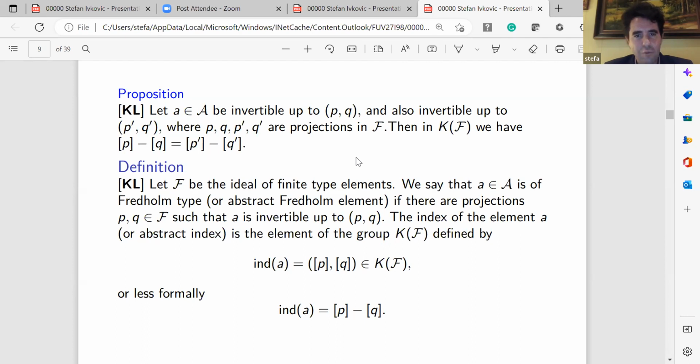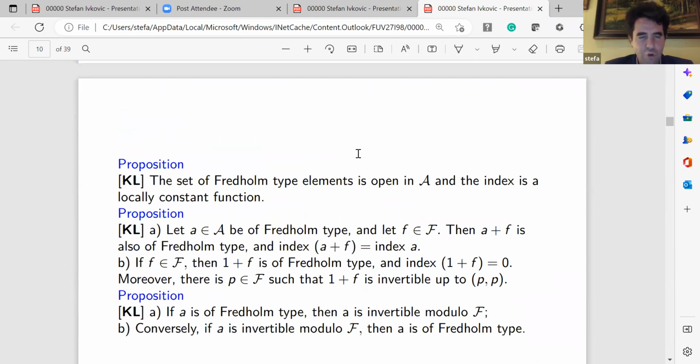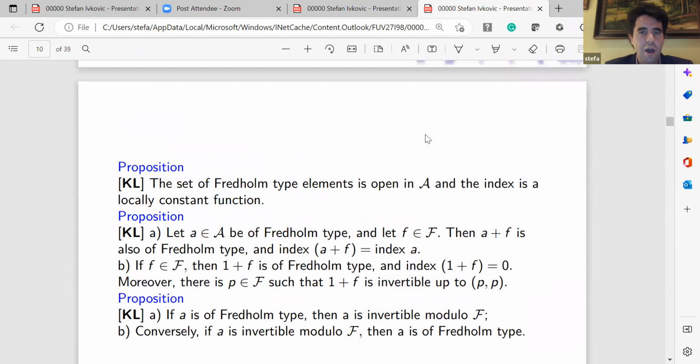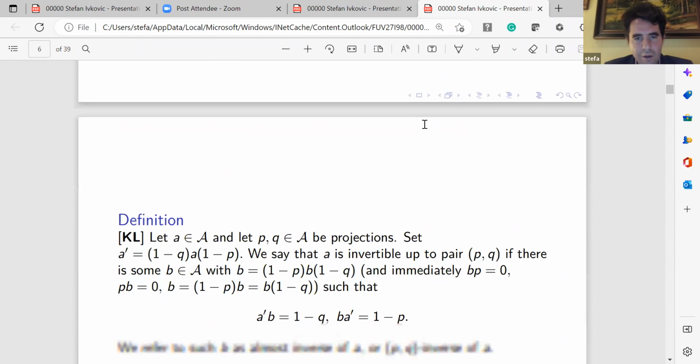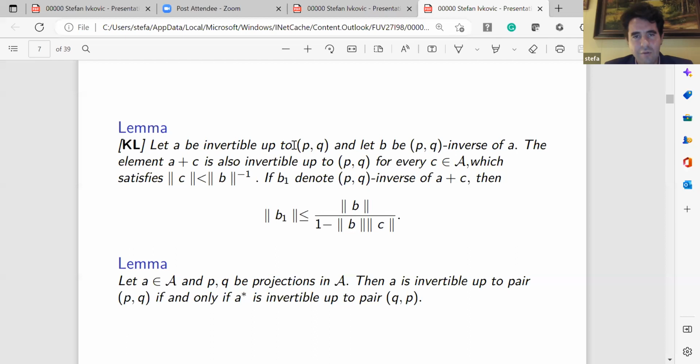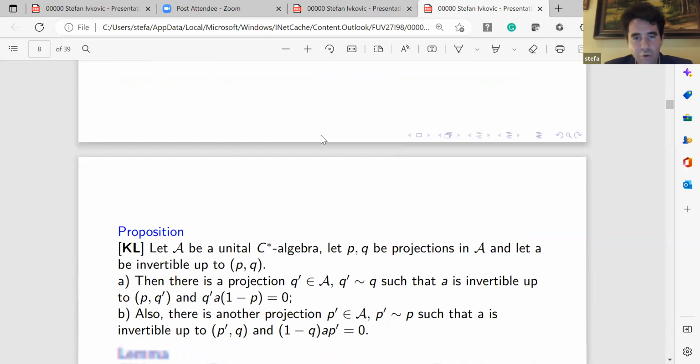And one more result by Kečkić and Lazović before I move to my own result. Actually, there are a few more results. Well, they proved that the set of Fredholm type elements is open in 𝒜, and this follows simply, as I announced, thanks to this lemma here: if C is small enough, then A plus C is invertible up to the same pair of projections. So it follows straightforwardly.